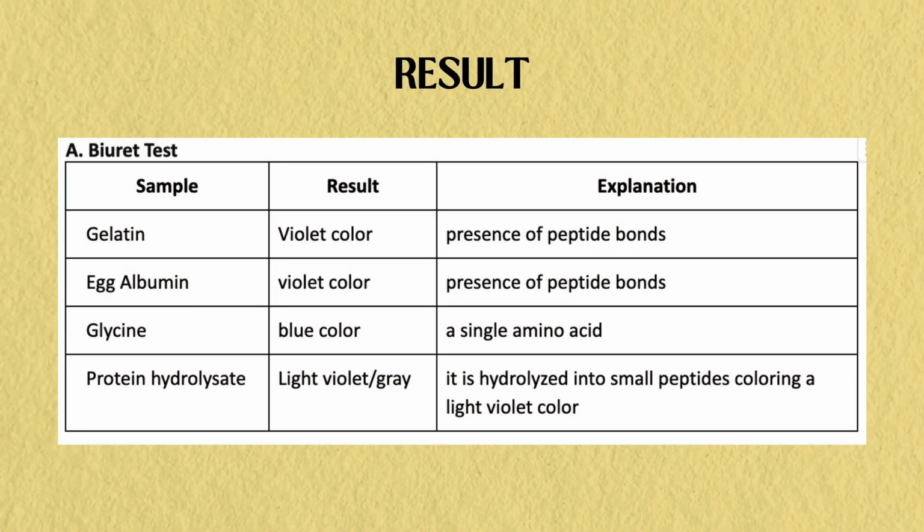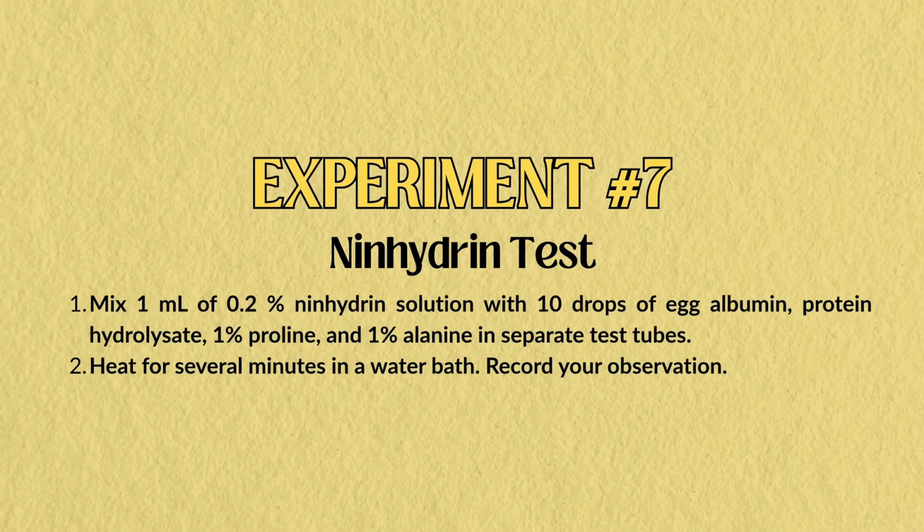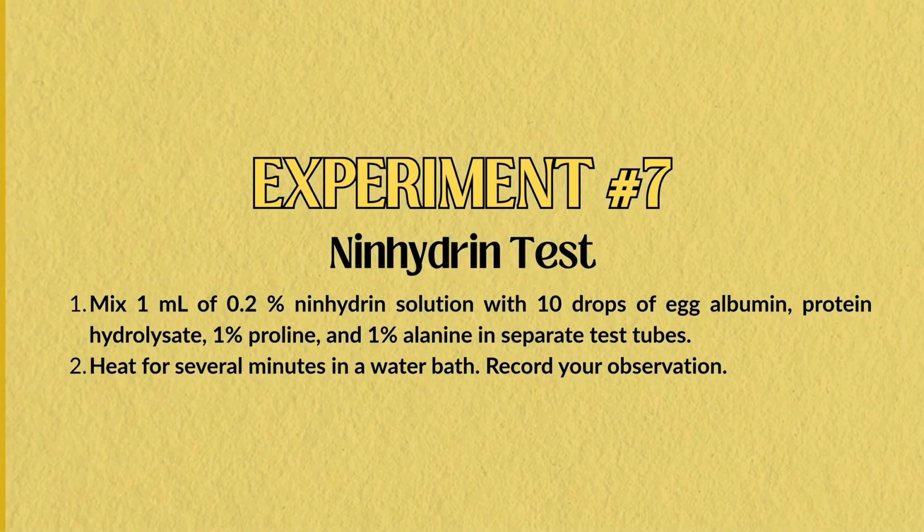Biuret test results. Gelatin, violet color, presence of peptide bonds. Egg albumin, violet color, presence of peptide bonds. Glycine, blue color, which indicates a single amino acid. And protein hydrolysate, light violet or gray color. It is hydrolyzed into small peptides, coloring a light violet color.